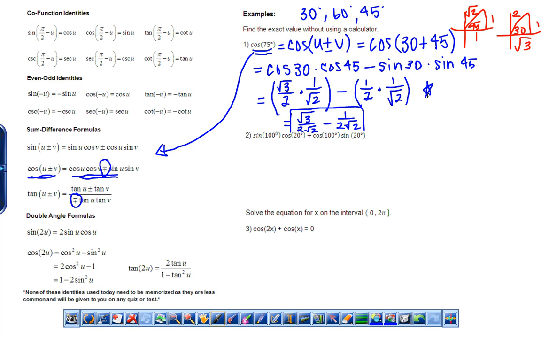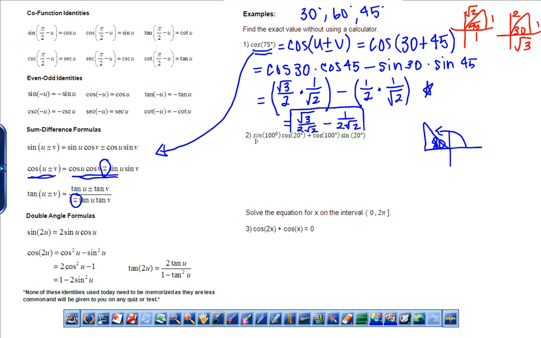Okay, let's look at number 2. Okay, this one's actually a lot easier. Sine of 100, again, we cannot draw sine of 100 and get the values. Whoops, that's not even 100. 100 is over here. 80 degrees. I don't know all the values for 80 degrees. So let's do it backwards and see if we can make it easier.